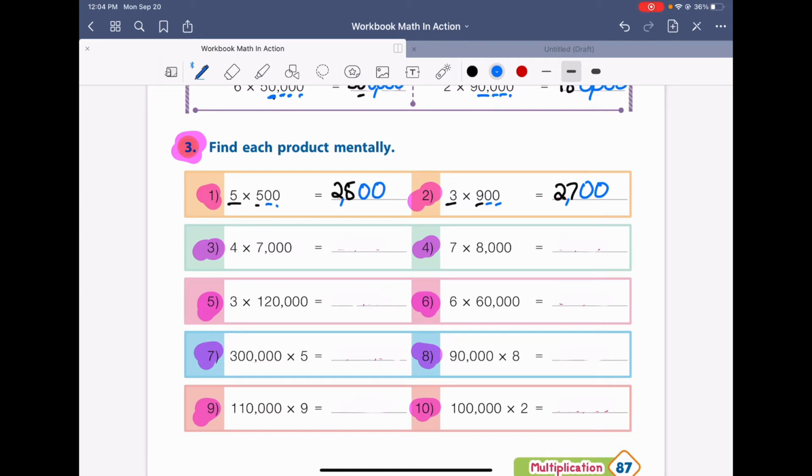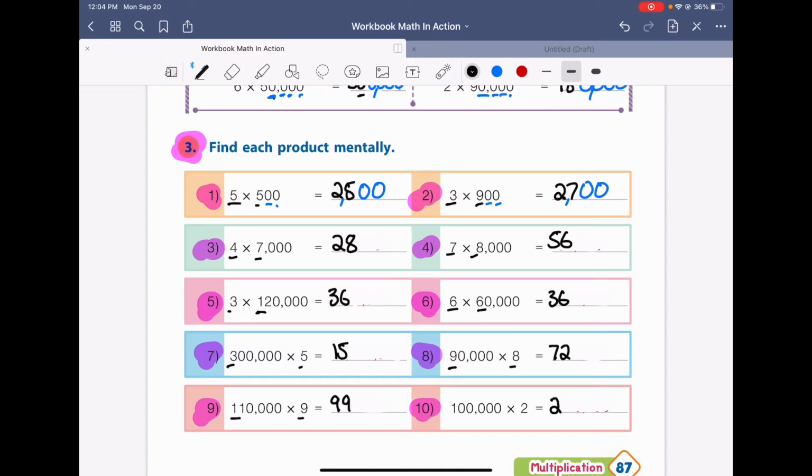4 times 7 is 28. All right, let's do all these. 56. 3 times 12, 36. 6 times 6, 36. 3 times 5, 15. 9 times 8, 72. 11 times 9, 99. 1 times 2, 2.